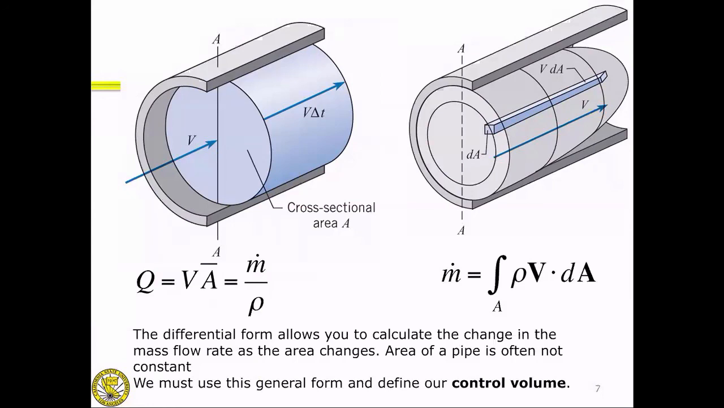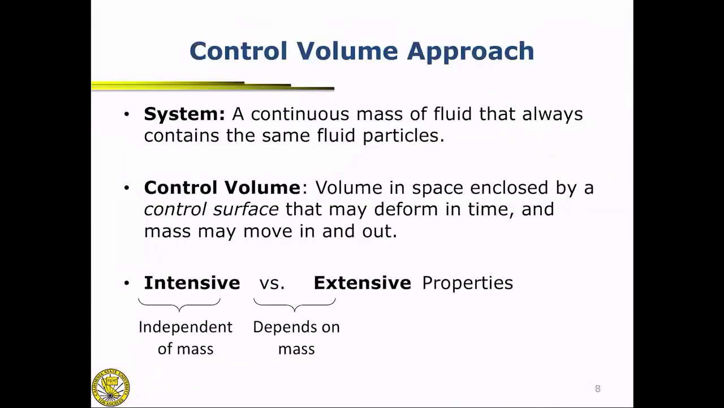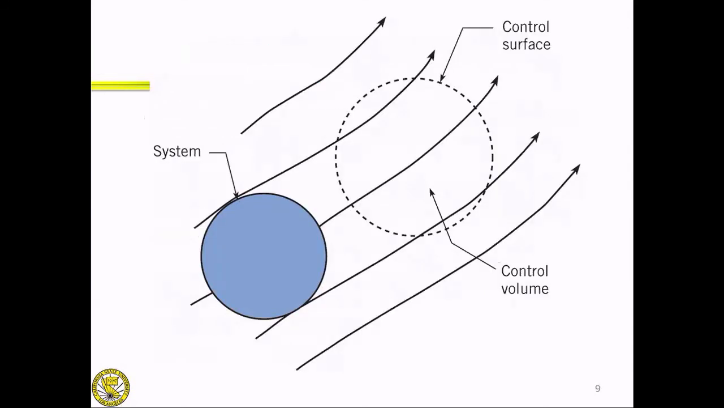So we have to start out with this general form, and what we're going to do now is define what's called our control volume, okay? The control volume approach requires an understanding of a system and the control volume, where a system is a continuous massive fluid that always contains the same fluid particles. So I'm just going to go to this picture here. Imagine this is like a sealed ball moving through the fluid, okay? That is considered the system perspective, okay?